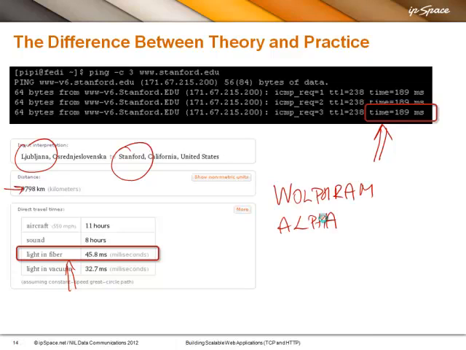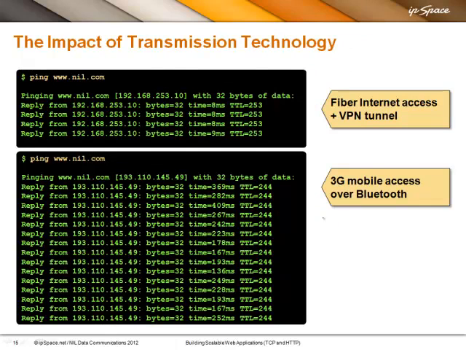But that's not all. Then I did some local tests. From my home over the VPN tunnel, I was pinging the website of my company. With the fiber connection I have, it took 8 milliseconds to get to my company's website. Then I switched over to 3G. So I connected to the internet over my mobile phone using the exact same laptop, did the pings, and you see the results are all over the place.